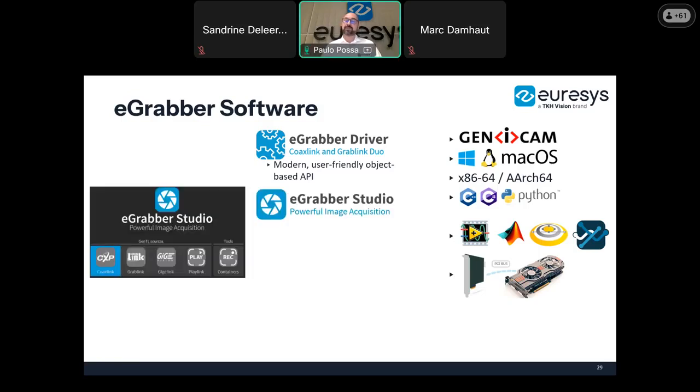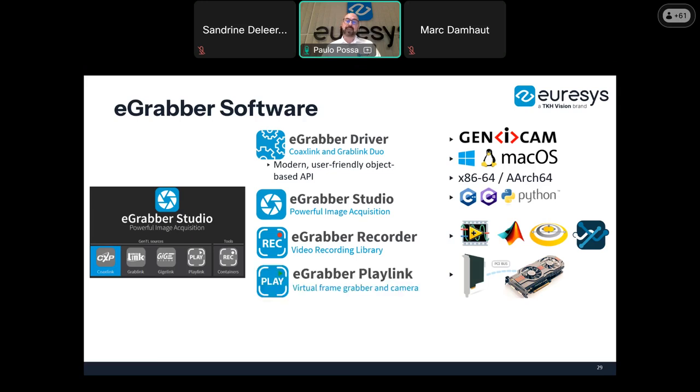Then we have eGrabber Studio, which is a very powerful image acquisition software. eGrabber Recorder, which is a video recording library. And eGrabber PlayLink, which can play the eGrabber Recorder containers as a virtual frame grabber with camera. And we also have Memento, our event logging tool, very appreciated by our customers.